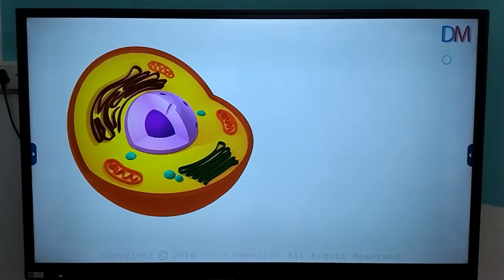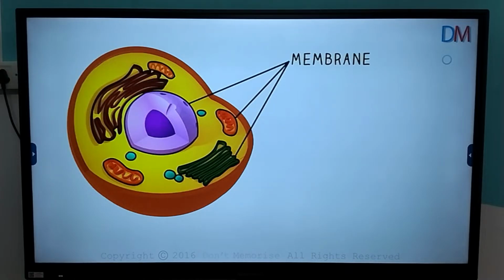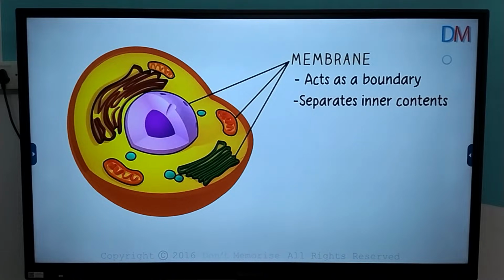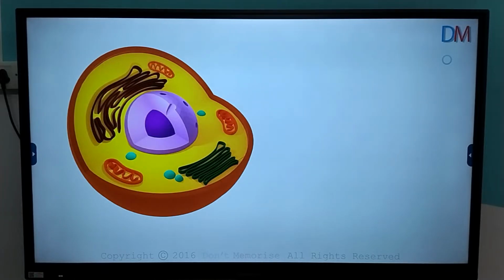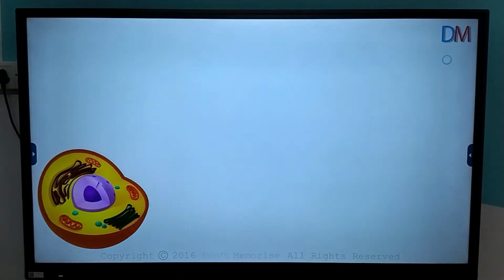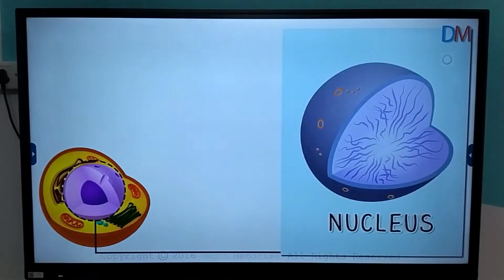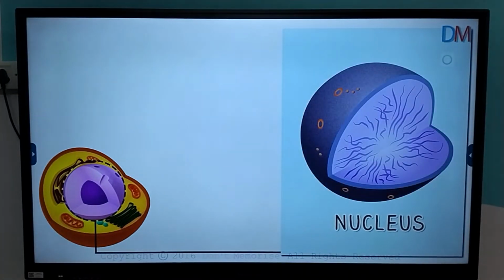All eukaryotic cells have a membrane around these organelles. Do you know what the use of this membrane is? The membrane acts as a boundary. It separates the inner contents of the organelles from the surrounding cytoplasm. It's interesting to study how each organelle works. In this lesson, we will study the nucleus, which is the major cell organelle.